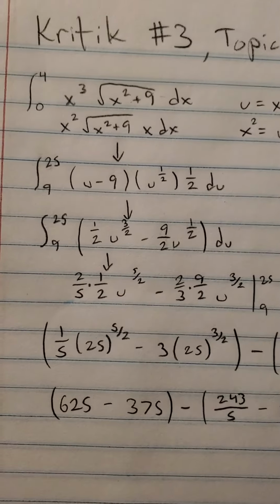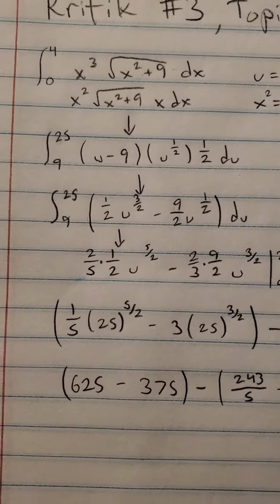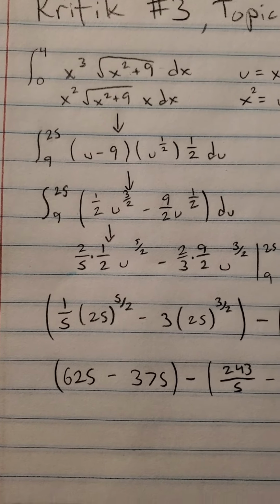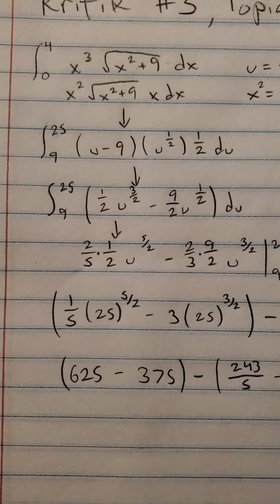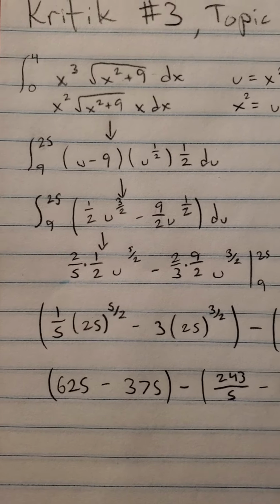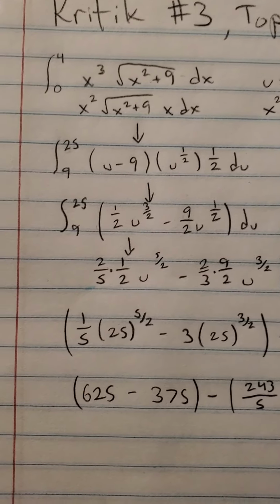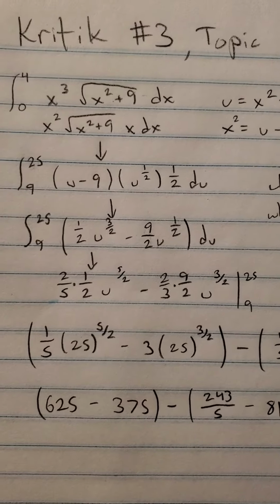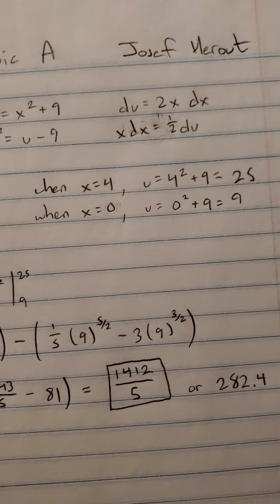And after you substitute those values in, you'll get the integral of u minus 9 times u to the 1/2, which is the simplified form of the square root of u, times 1/2 du. You also notice that the limits have changed, and that's because when you change the variable, you have to change the limits, which is simple.